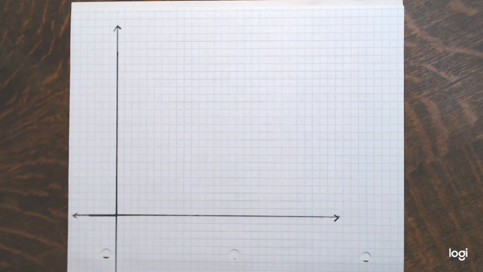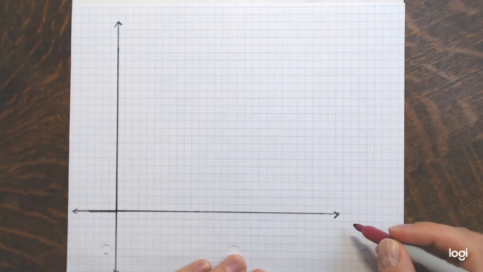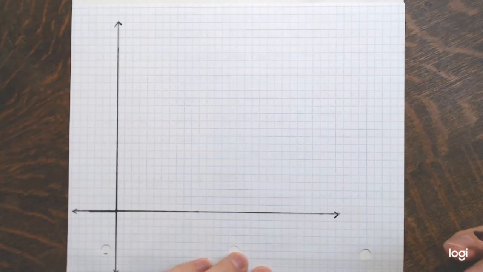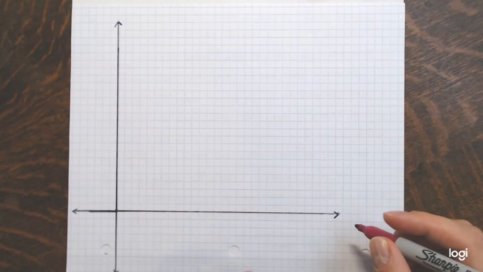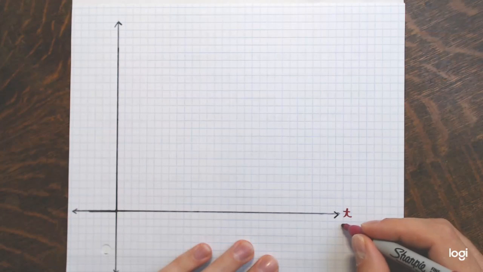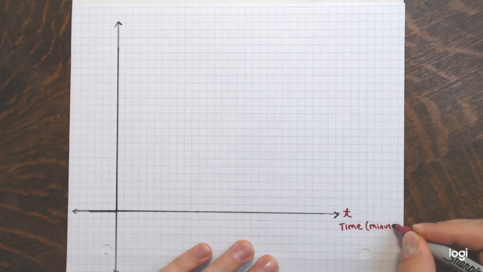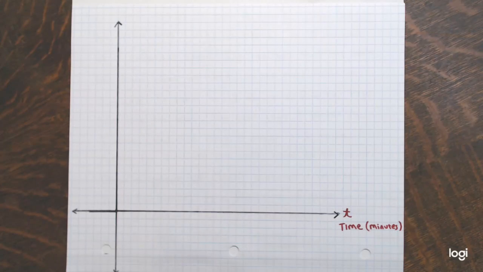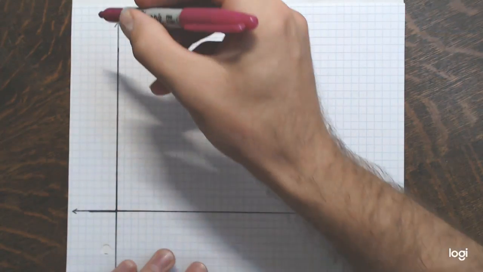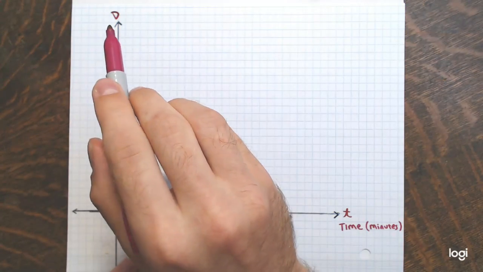Okay, now as I mentioned on the previous page, the horizontal axis typically represents values of the independent variable, which again, if we're writing distance as a function of time, time is the independent variable. So I'm going to call this the t-axis, the time axis, and this is time in minutes. I mentioned that on the previous page. And the vertical axis, again, will represent values of the dependent variable. That's the distance here. So I'm going to call that the d-axis.